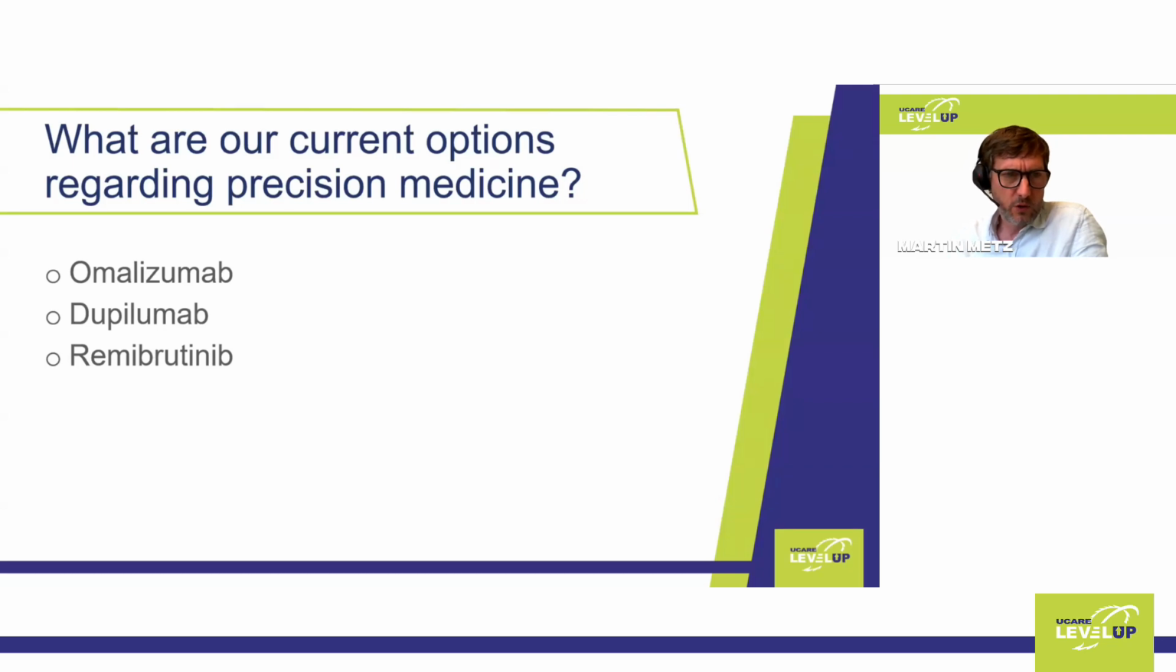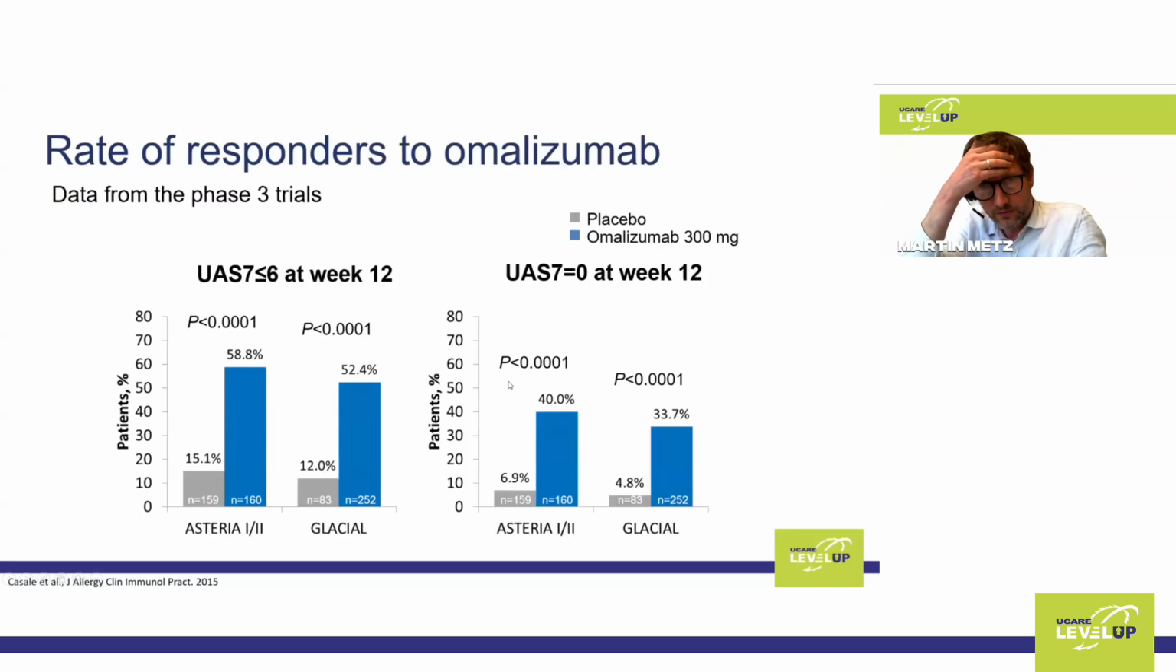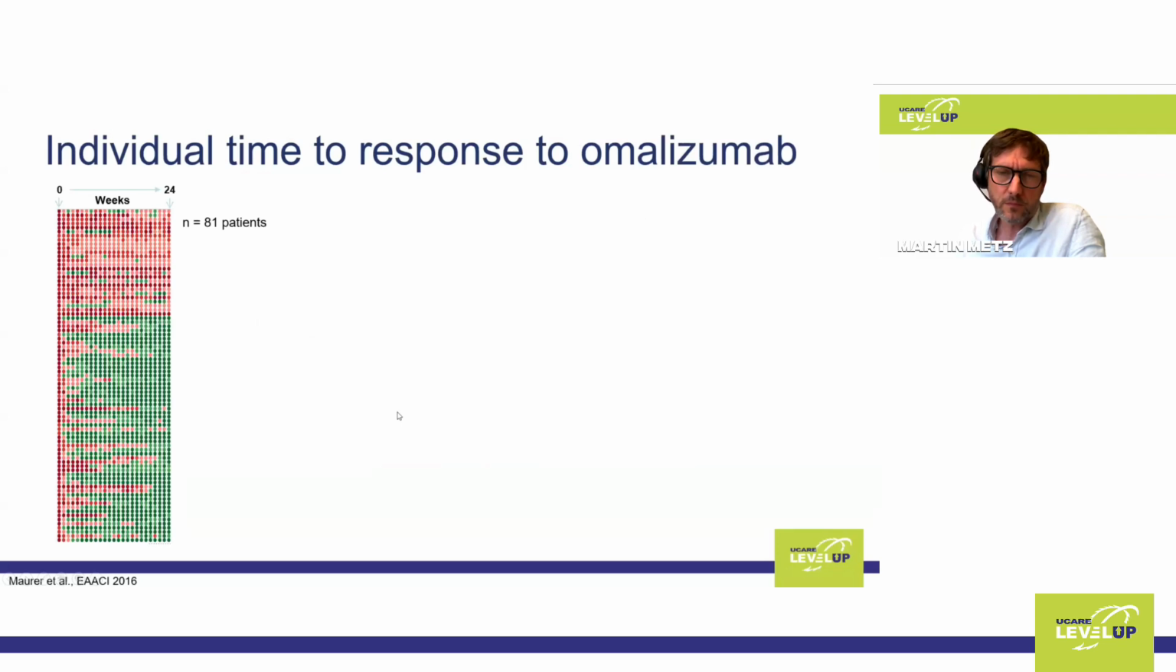So it's about OMA, DUPI, and REMI. And I will go through each of these drugs and see what we have. Looking at the phase 3 trials, Asteria 1, 2, and Glacial, of course, we see efficacy, but we don't see anything else, because this was for all comers, regardless of what the endotype or even phenotype of these patients are. Nevertheless, we, of course, do have some information that might guide us in the future.